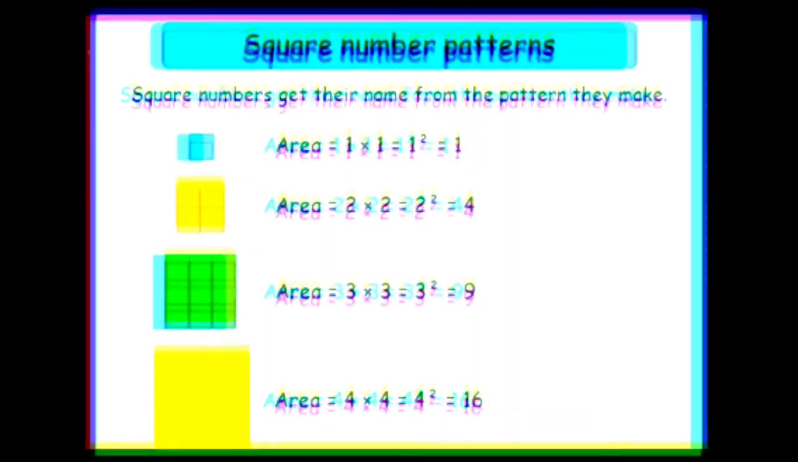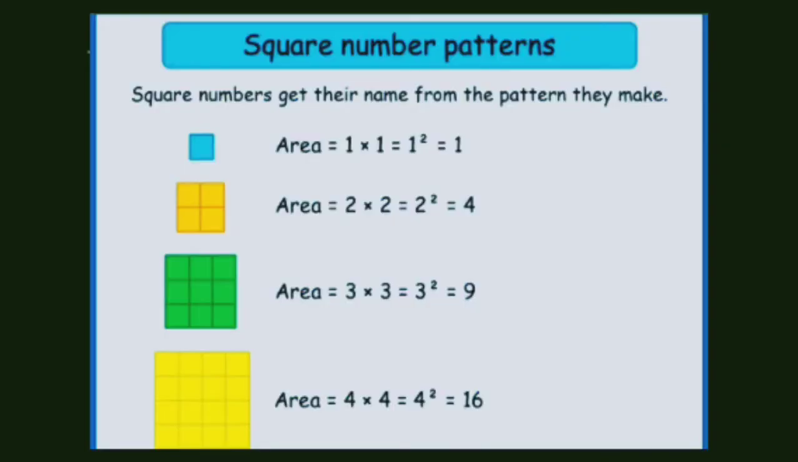Now see this pattern. How interesting square number patterns are, right? So let us learn some more interesting patterns based on this. Now let's learn these patterns by taking an example. So first, what will be the square of 1? What will you say the answer is? Yes, 1 square will be 1 only, right?